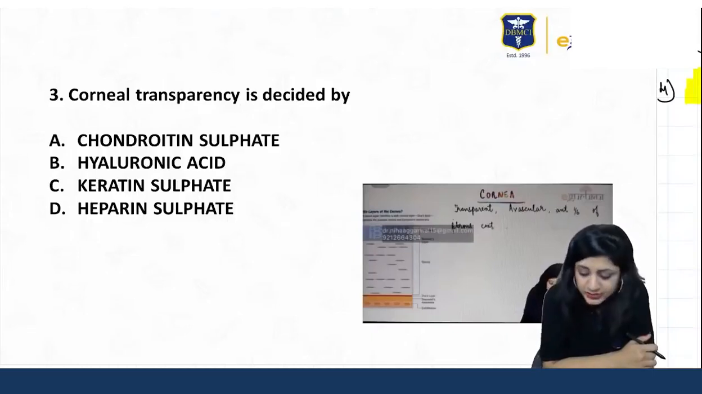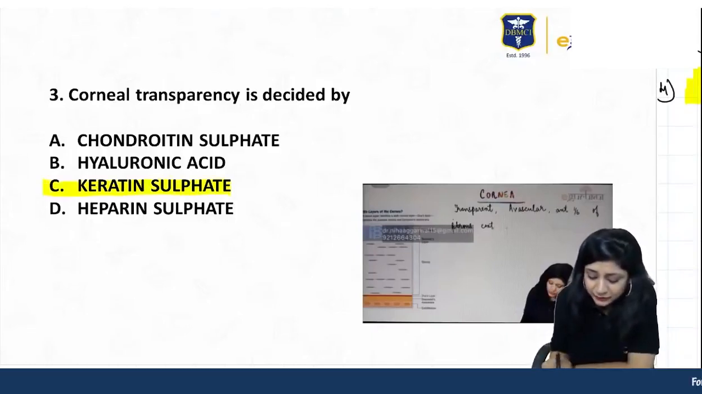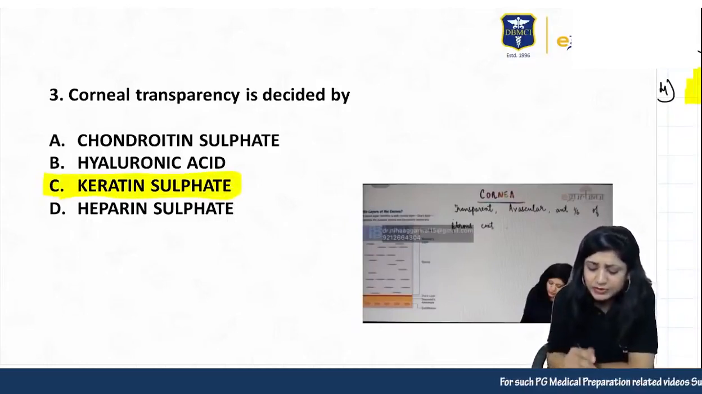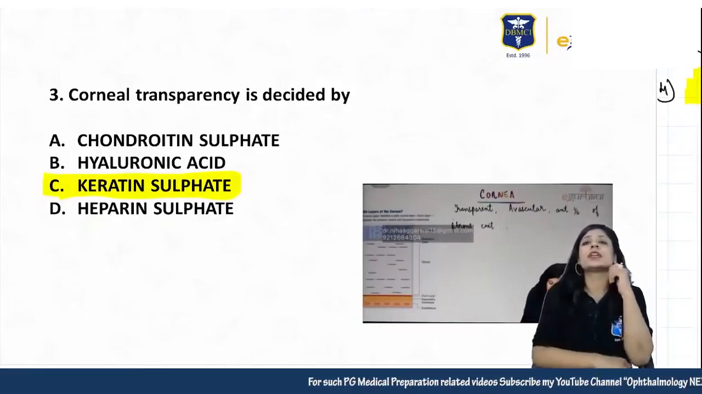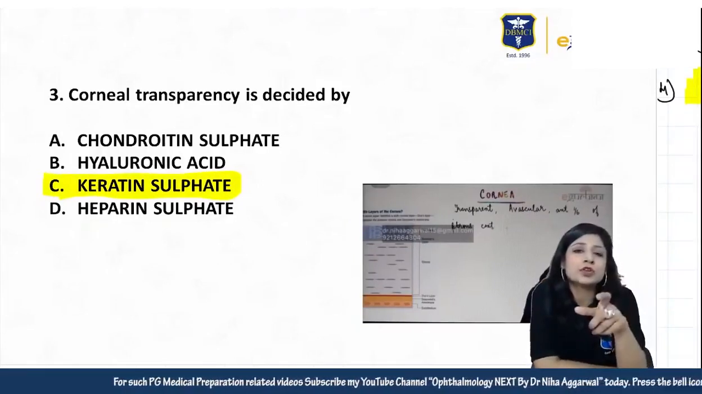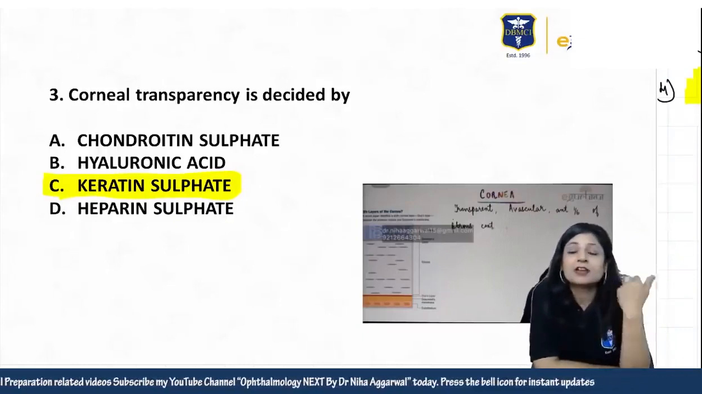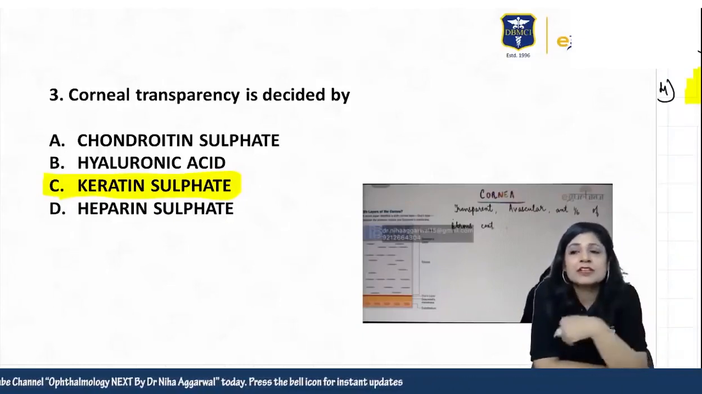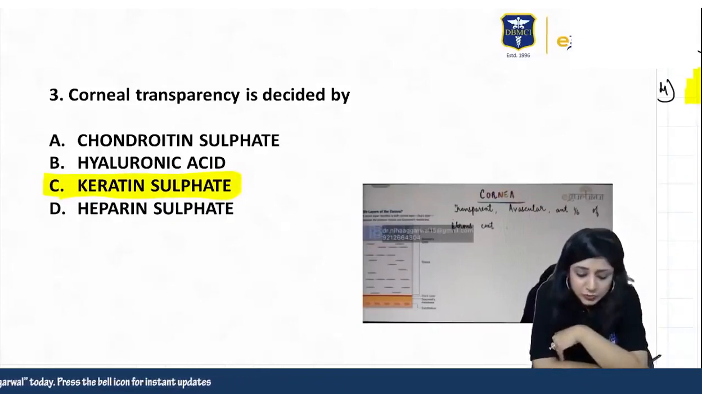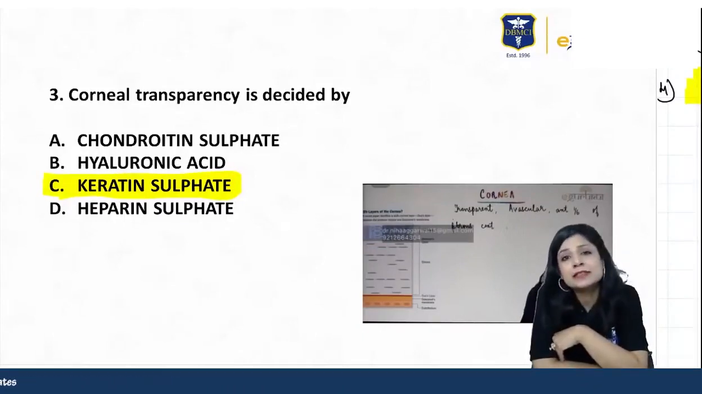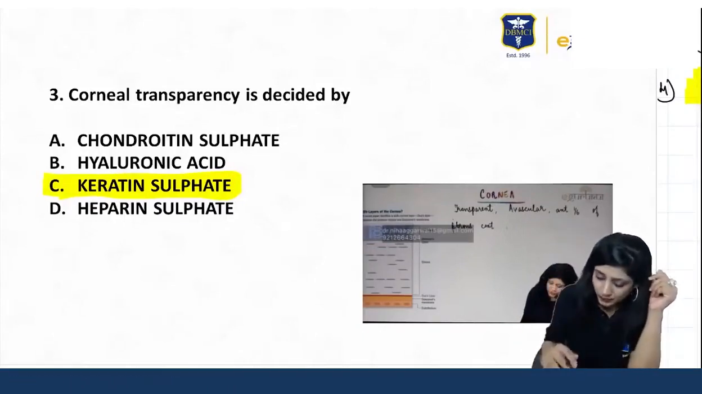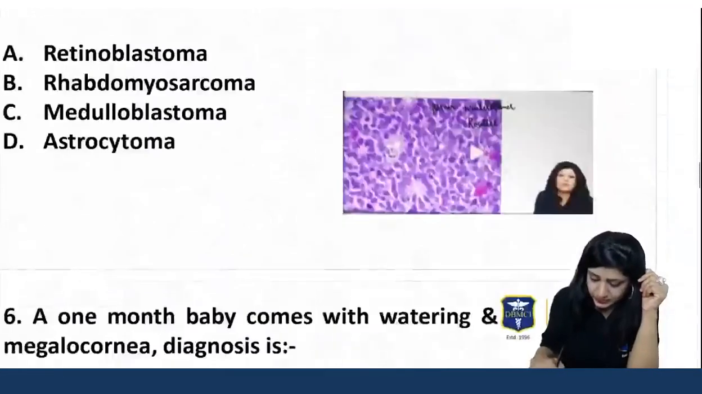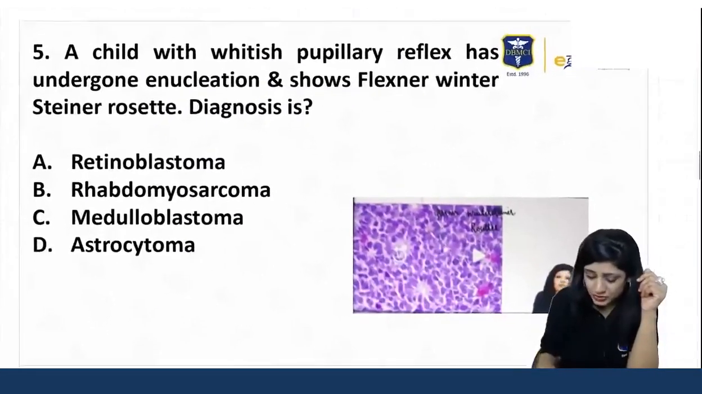Yes. So what is the answer? The answer will be keratan sulfate. And it is also very easy to remember. Whenever you are using the word cornea, the word we use for the cornea is keratometry, right? So it is the keratan sulfate that we are using for the corneal transparency, right? All right. Now check the other question.